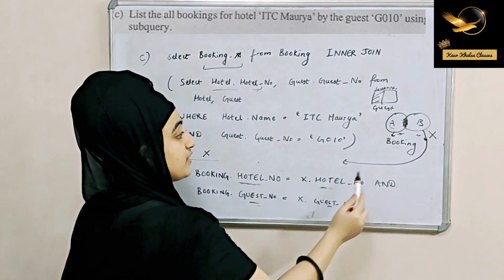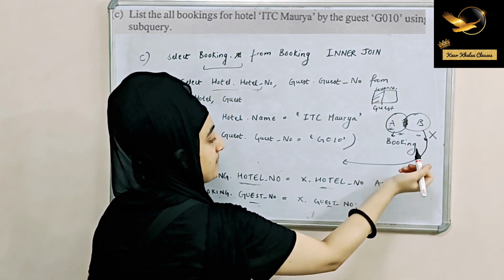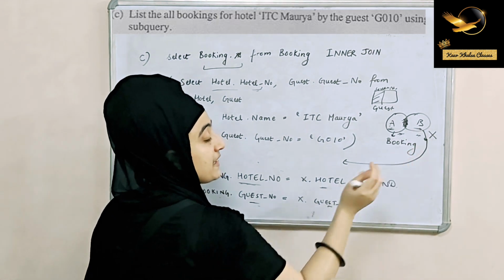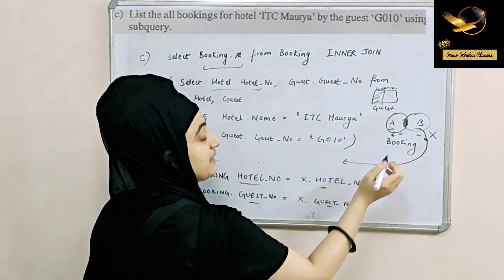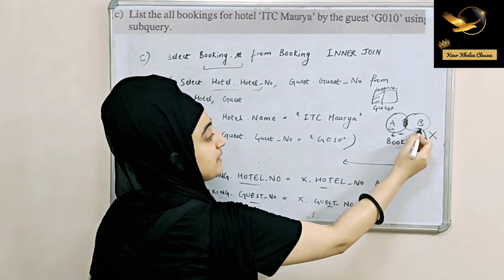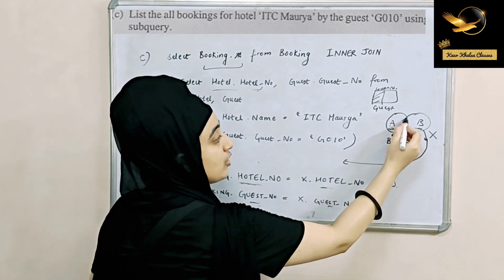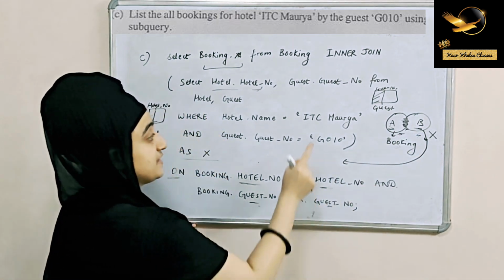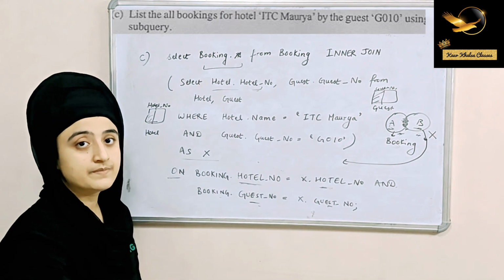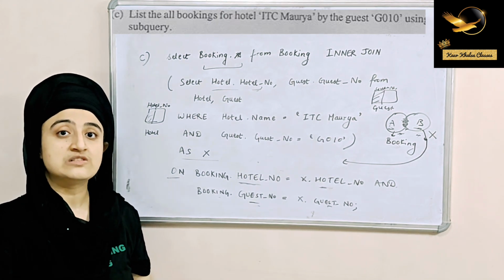So wherever this A part hotel number will be equal to B part hotel number and A part guest number will be equal to B part guest number, only on that part this query will get applied. I hope this third part is also clear.